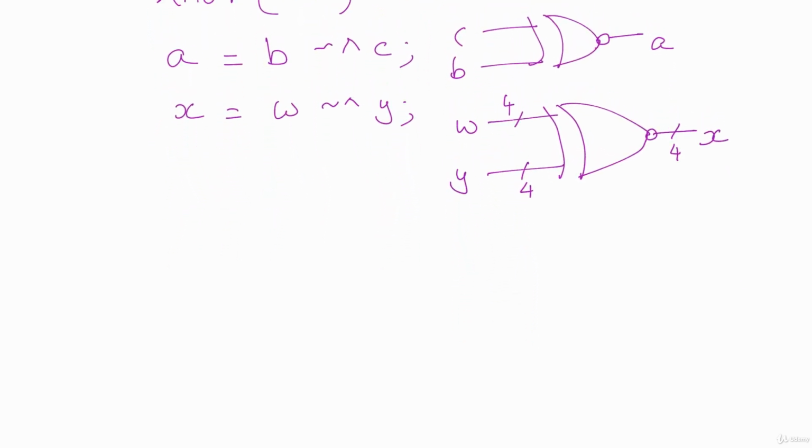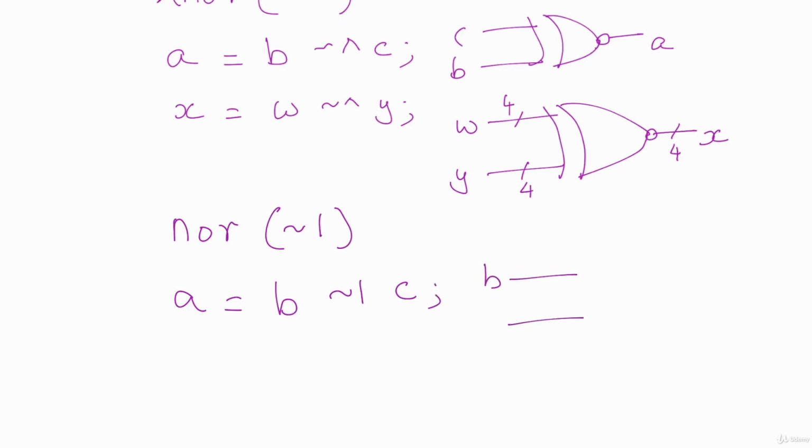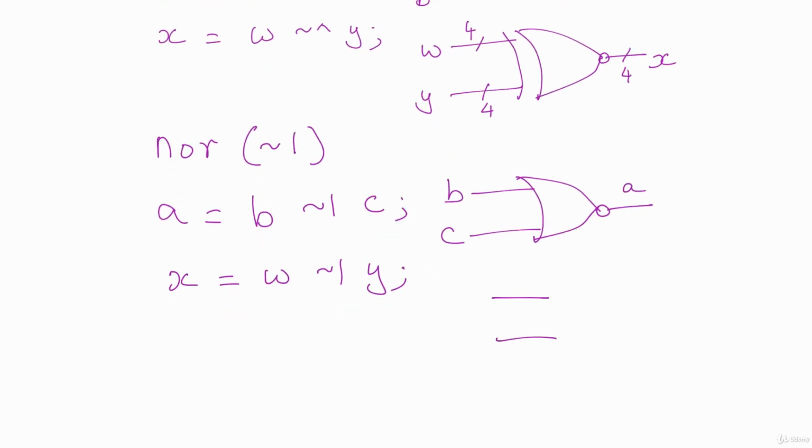And the NOR gate. The NOR gate is again tilde OR, and A is equal to B NOR C. B and C are NORed with each other, and you get A. And for a bus, W NOR Y, you get W and Y, 4-bit each, and a NOR gate and 4-bit X.